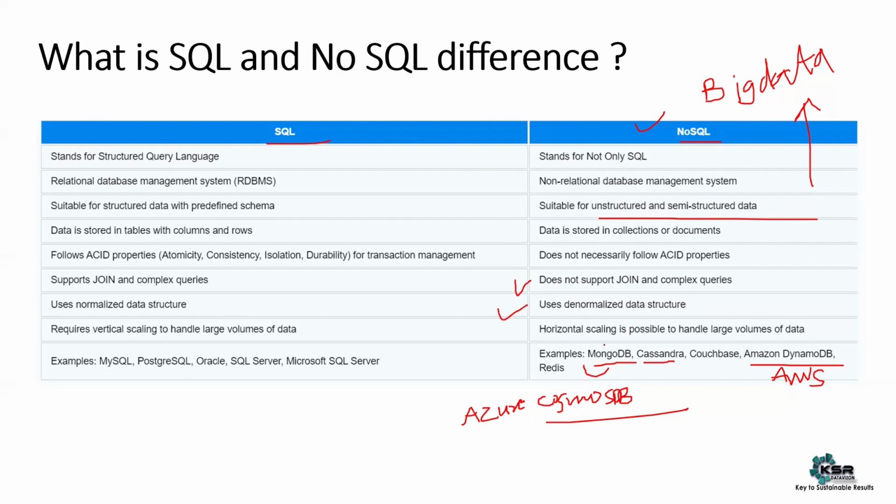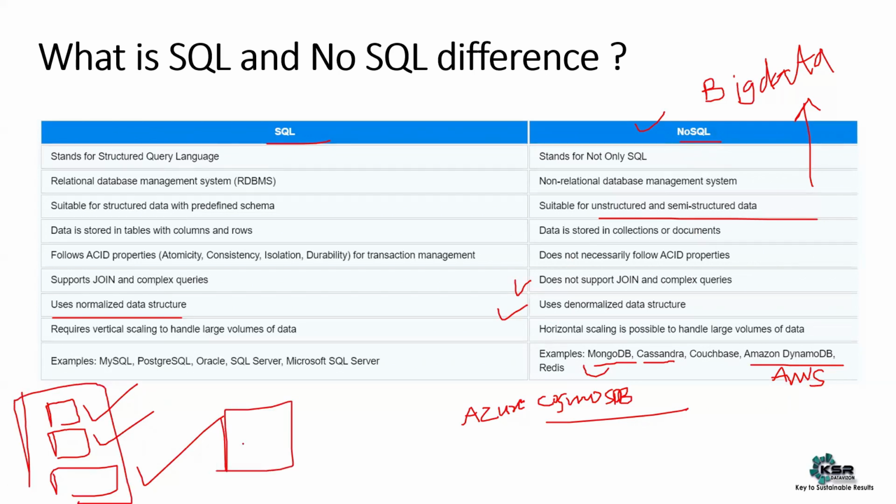Denormalized data structure. Now, what do you mean by normalized? What do you mean by denormalized? Normalization means information is broken down into smaller chunks of information for easy processing. Whereas in case of NoSQL, all this information is kept in one single entity only. There are no smaller parts. It is very difficult to fetch information from NoSQL.